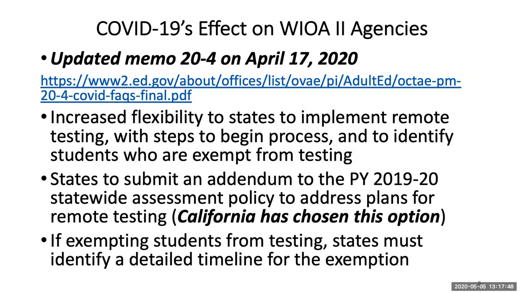I'll just add one last thing, that if we're exempting students from testing, we have to have a detailed timeline for how we're going about moving away from that if we chose to do it that way. And we also have added that force majeure checkbox in TE to identify those students that either on the state level or the agency level we're exempting from testing and or may be impacted somehow, some way by COVID-19.